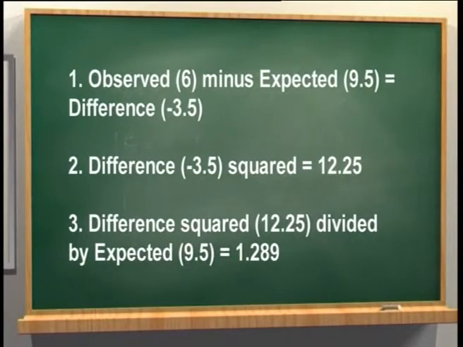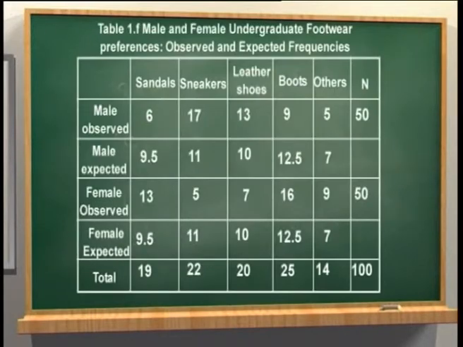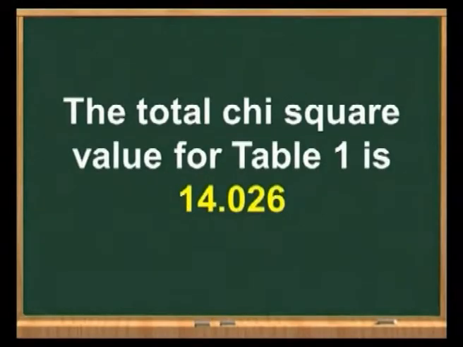For example, the difference between observed and expected frequencies for the male Sandal preference is calculated as follows. Observed minus expected is the difference. The sum of all products of this calculation on each cell is the total chi-square value for the table. The computation of chi-square for each cell is listed below in table 1F. The total chi-square value for table 1 is 14.026.